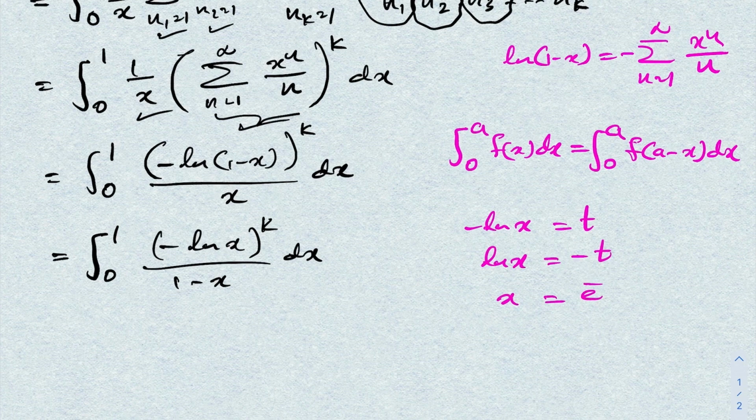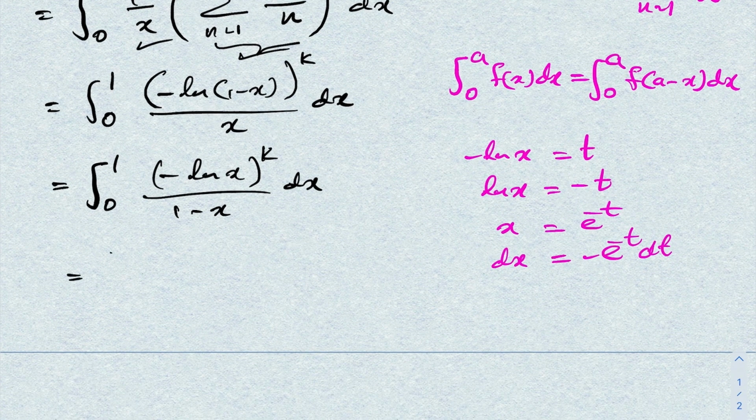x is equal to e to the minus t. If we differentiate, we have dx is equal to minus e to the minus t dt. So we can plug in. Here we should change the boundaries. Lower limit: when x approaches 0, t goes to infinity. When x approaches 1, the upper limit, we know it is 0.